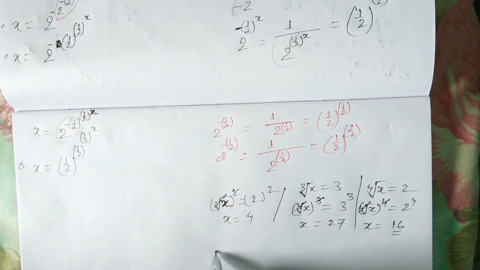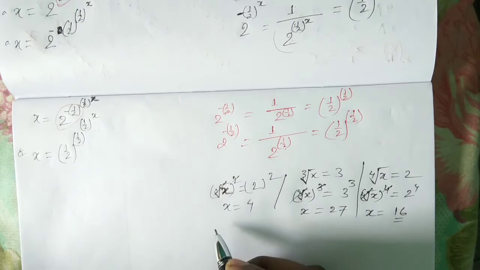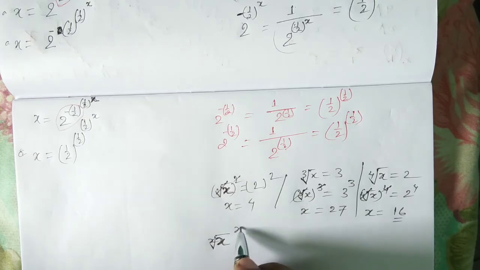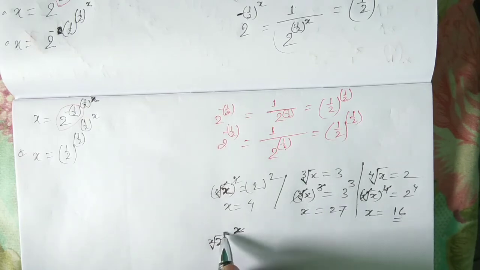So this x can also be written as, we can take its xth root, and if we put its power x, then this x and this x root will be cancelled. Finally we do have x here.